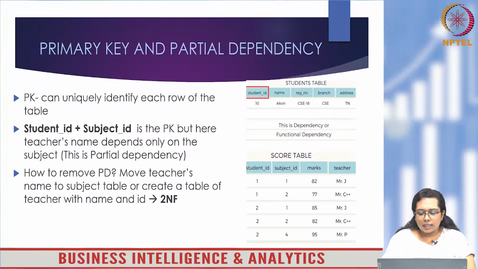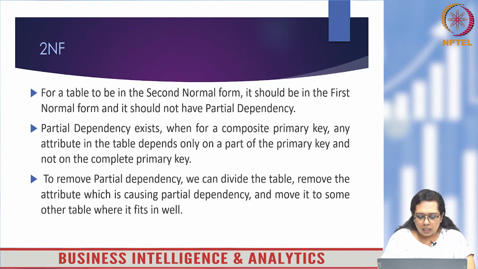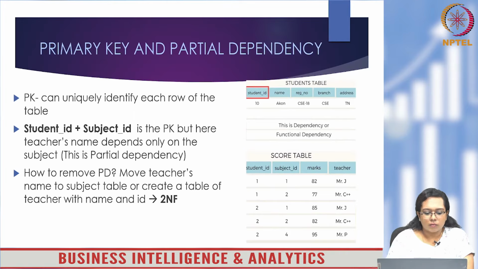We will see this example in which I will show what is partial dependency. We already discussed what a primary key is. Primary key is a key which can uniquely identify each row of the table. For example, in the score table, we can take student ID plus subject ID as the primary key.